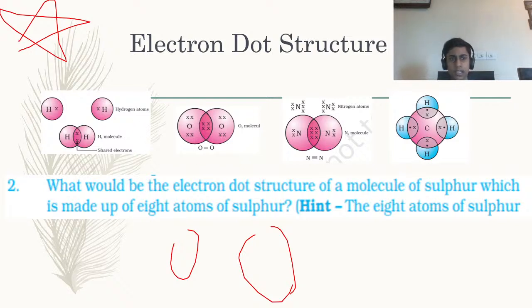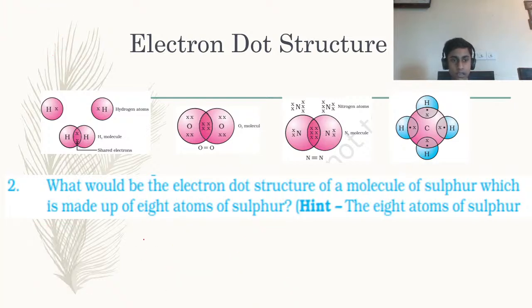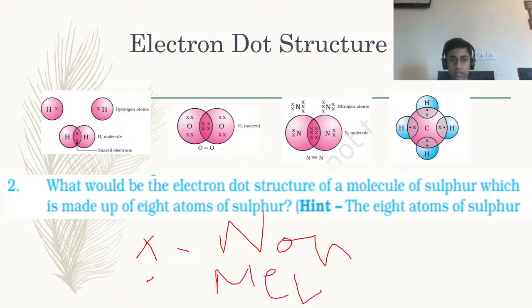Now, this is the example of hydrogen atoms. This is how we draw two hydrogen atoms bonding, their electron dot structure. In simple terms, we can just say that a cross is for non-metals and the dot is for metals. Same goes for oxygen, which needs 2 electrons in the outermost shell, and nitrogen needs 3.